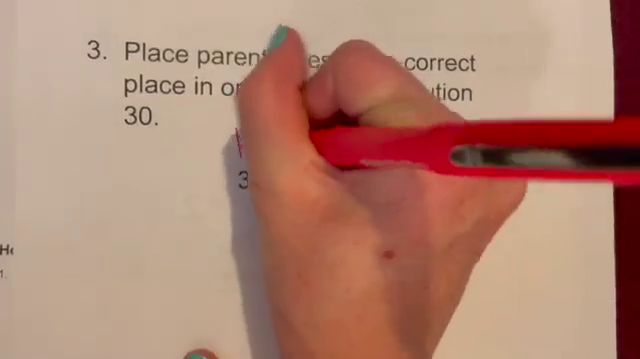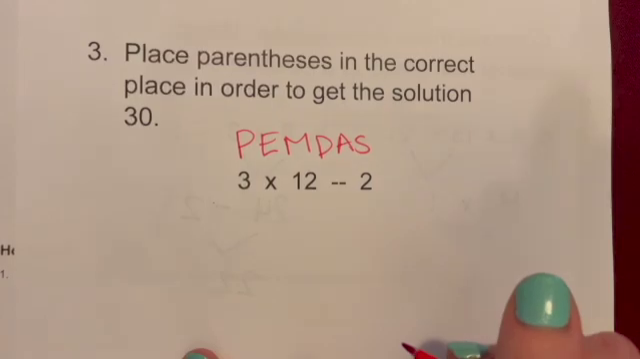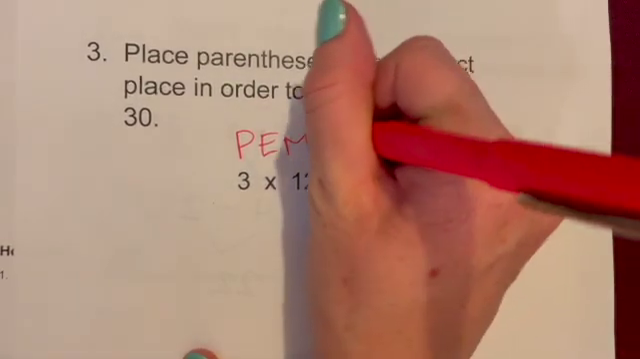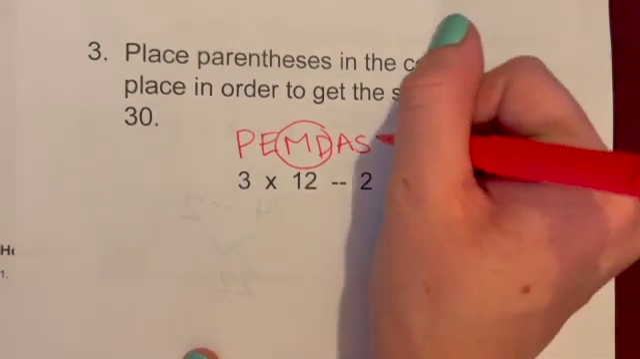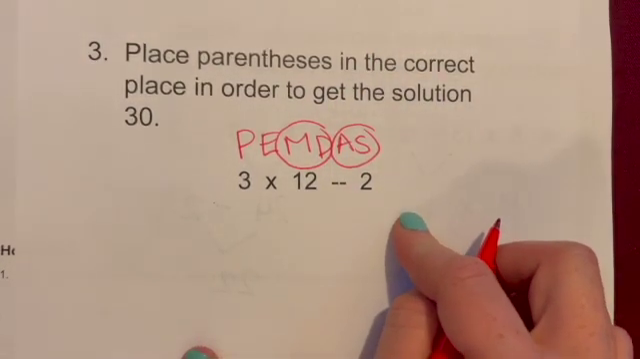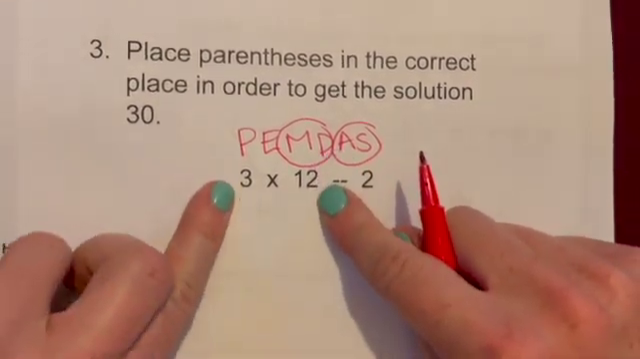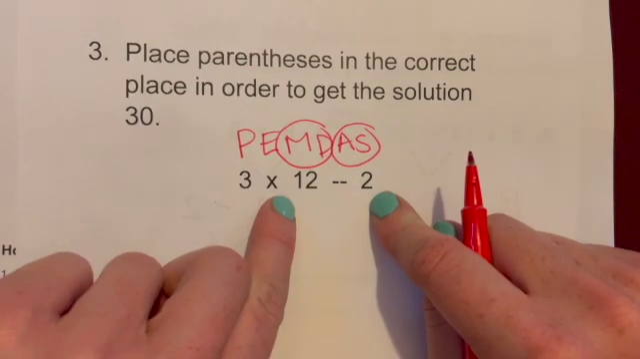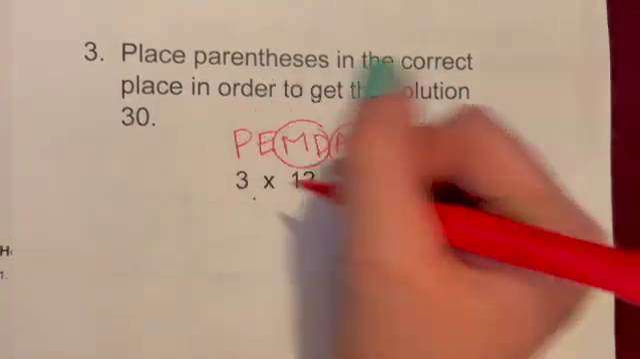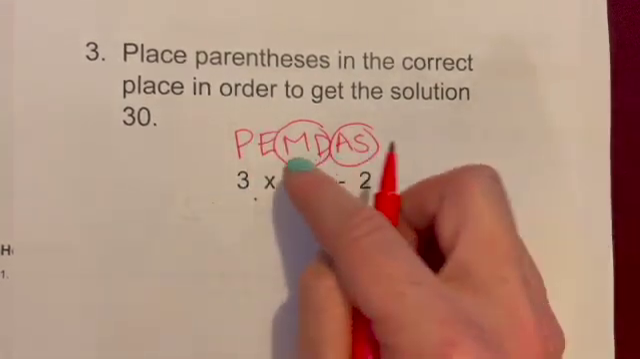Again, we have our PEMDAS. We're still following the same steps. I'm going to solve it one time without adding any parentheses and just see if I can go left to right, if that would work. Because there's really only 2 places we can have parentheses, around the 3 and the 12, or around the 12 and the 2. So I'm going to first solve it without parentheses.